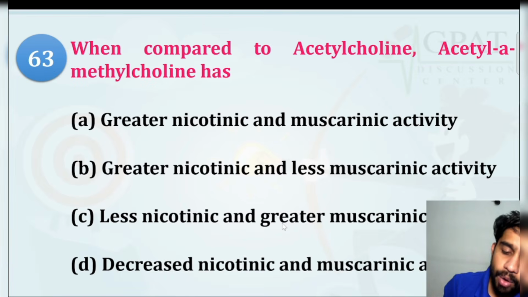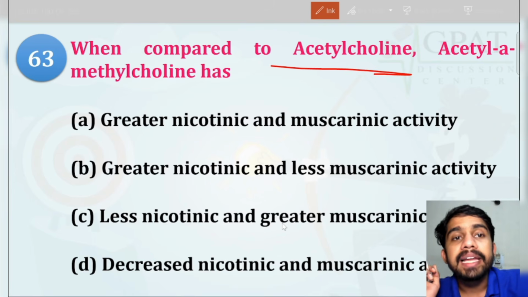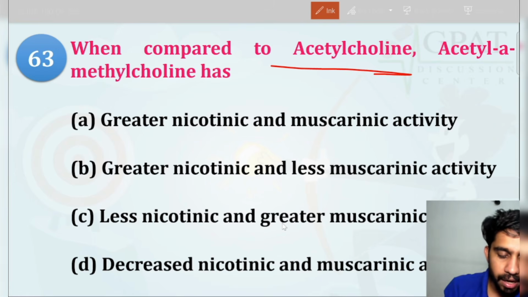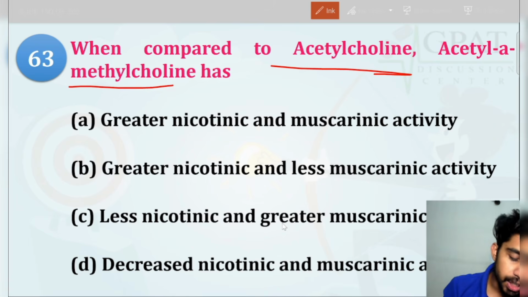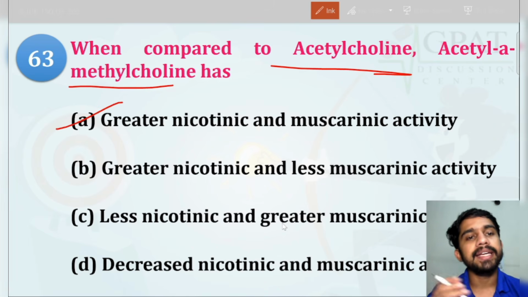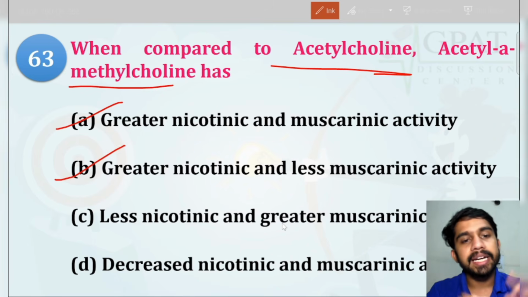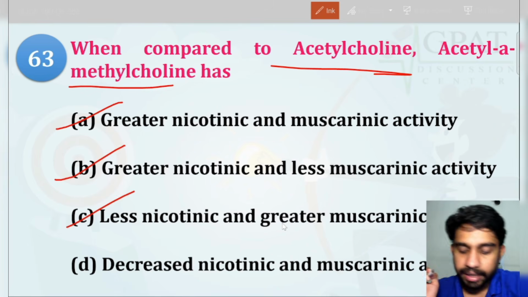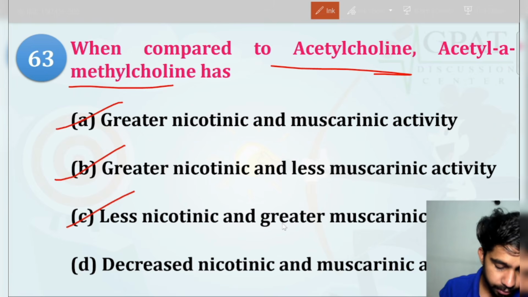Next question. If we compare acetylcholine with acetyl alpha-methylcholine, we have to compare their values. The first option is greater nicotinic and muscarinic activity. The second option is greater nicotinic and less muscarinic activity. The third option is less nicotinic and greater muscarinic activity. And the fourth is decreased nicotinic and muscarinic activity.